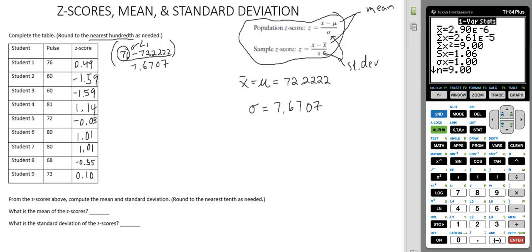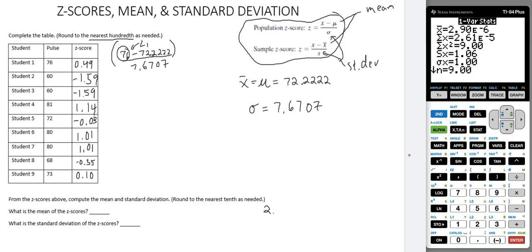You can see that my x bar is 2.90 e to the negative 6. So that's 2.90 times 10 to the negative 6, which means 0.0000290. We're asked to round to the nearest tenth, so that's 0.0. And then we're asked for the standard deviation. Remember, we are using this standard deviation because we're talking about the entire population. And it is 1.00, so 1.0 because we're asked to round to 1 decimal place.